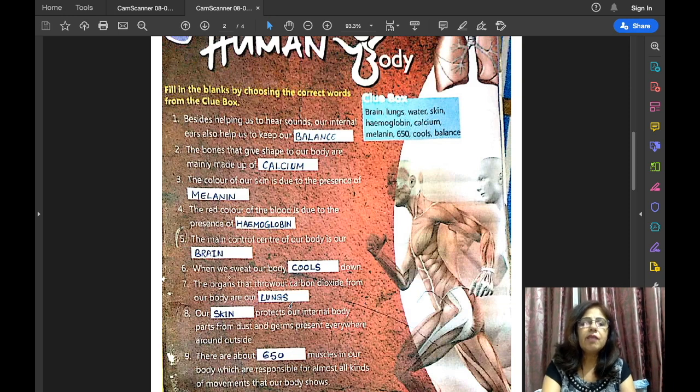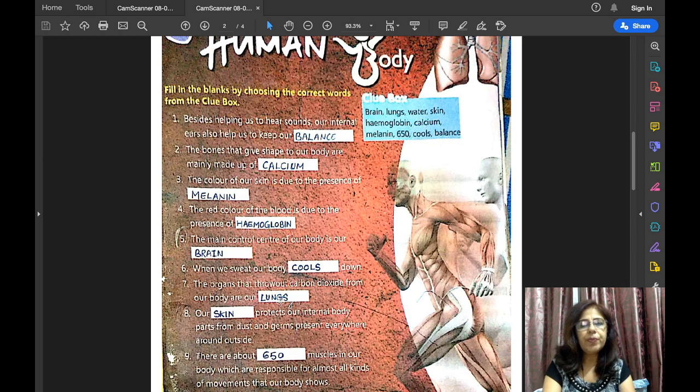Number 6, when we sweat, our body cools down. So when our body sweats, our body gets cooled. The body cools down. Number 7, the organs that throw out carbon dioxide from our body are our lungs.